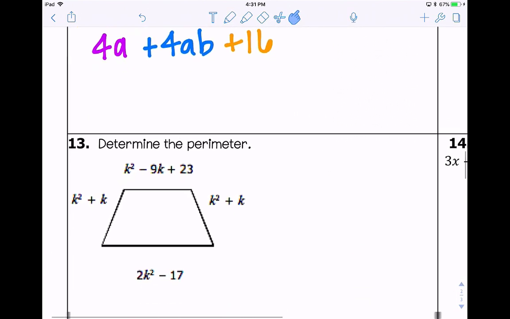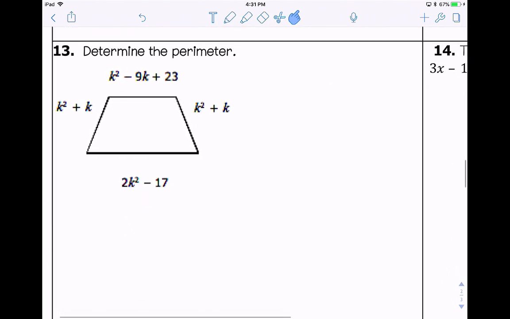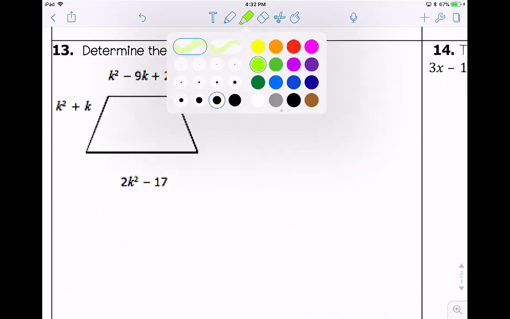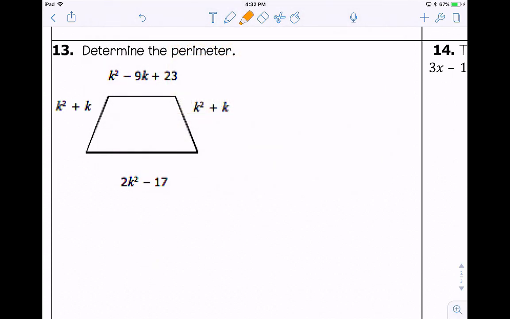All right, so again, very similar. Number 13, determine the perimeter of this trapezoid. So you could write that all out if you want to. It is completely up to you. This time I'm going to show you just a little bit different way. So I like to use highlighters. So if you have a highlighter, I would grab that.